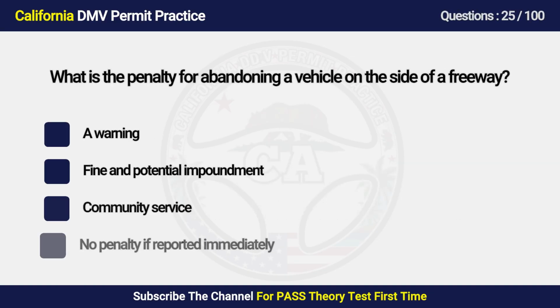Question 25. What is the penalty for abandoning a vehicle on the side of a freeway? A. A warning. B. Fine and potential impoundment. C. Community service. D. No penalty if reported immediately.